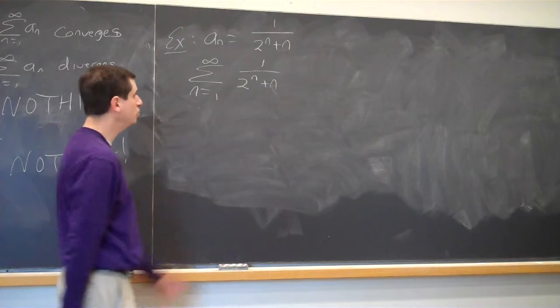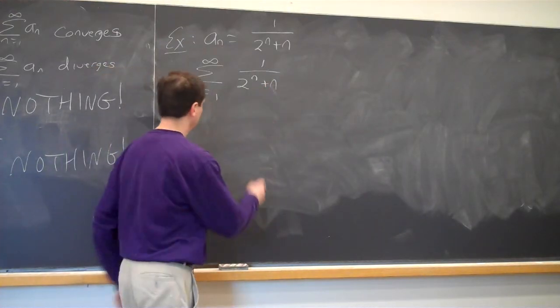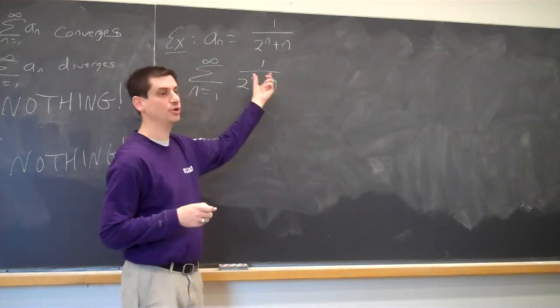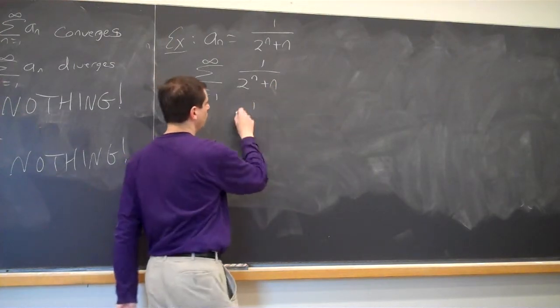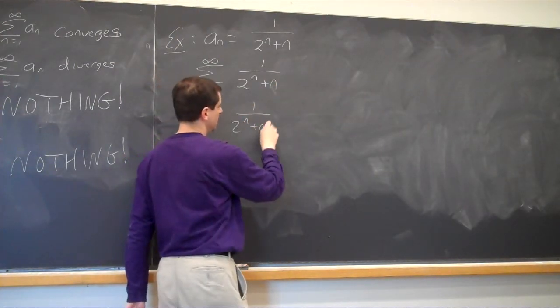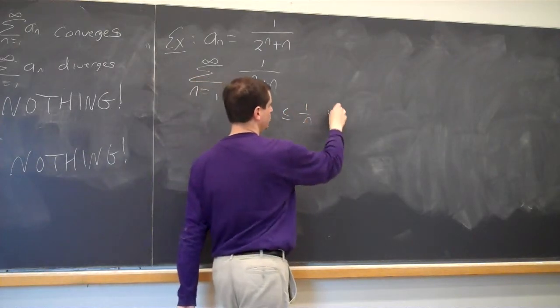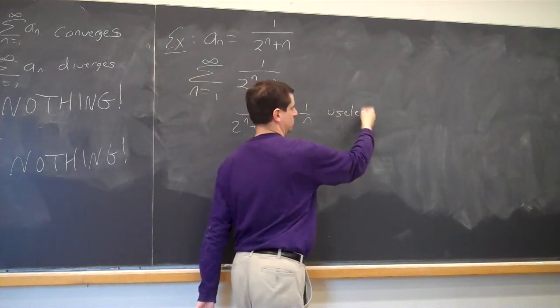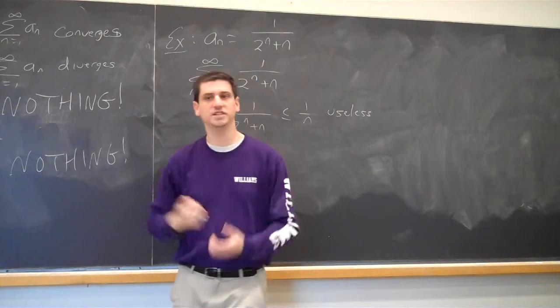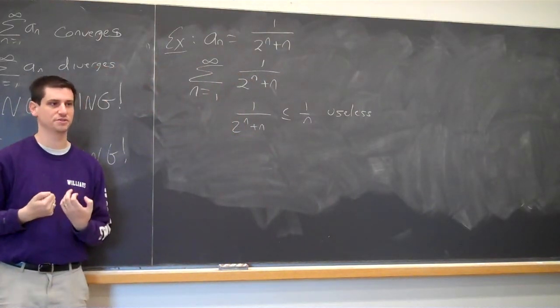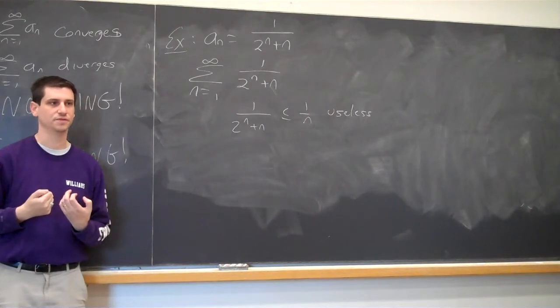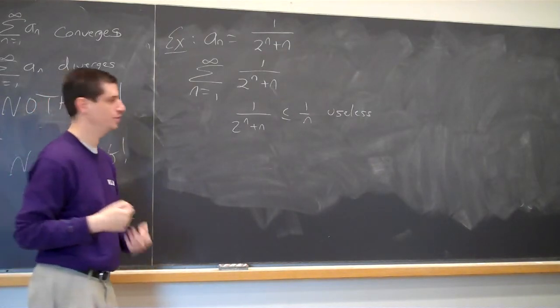Okay. So I could compare this to 1 over n. Which way would it be compared to 1 over n? Larger or smaller? Smaller. So 1 over 2 to the n plus n is less than or equal to 1 over n. Useless. It doesn't help me to be smaller term by term than something that diverges. So that's not going to be useful.